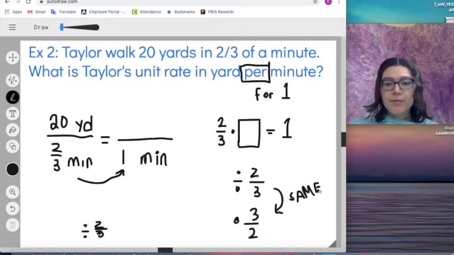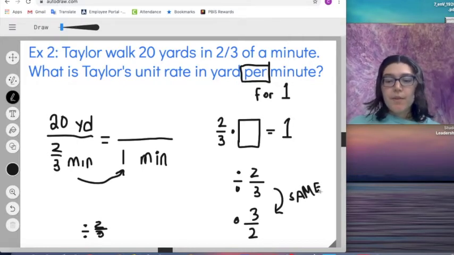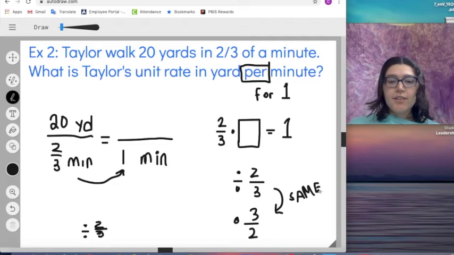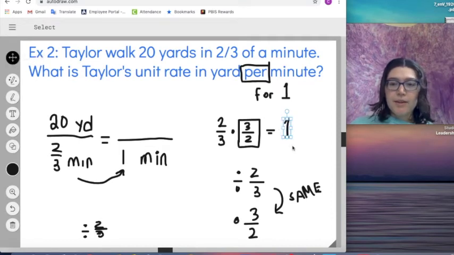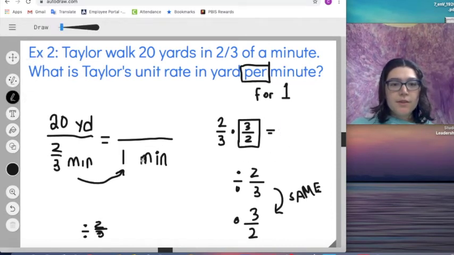Dividing by a number is the same thing as multiplying by the number's reciprocal. So let's check that. That's saying that instead of dividing by 2/3, I could multiply by 3/2. Let's see why that is correct by looking at what I get when I multiply. This is an important skill, so if we've forgotten how to do this, pay close attention.